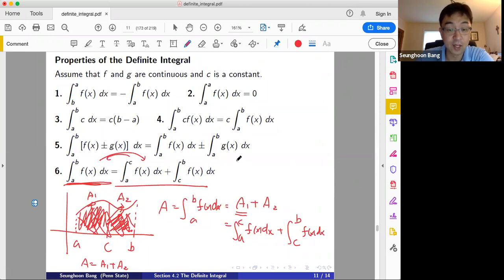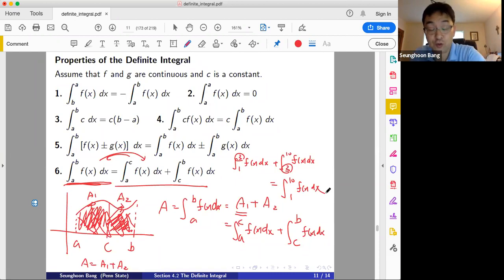One example is the integral from 1 to 3 of f of x dx plus the integral from 3 to 10 of f of x dx. How can we change this? The upper limit is the same as the lower limit, so combine them: the integral from 1 to 10 of f of x dx. This is always true.